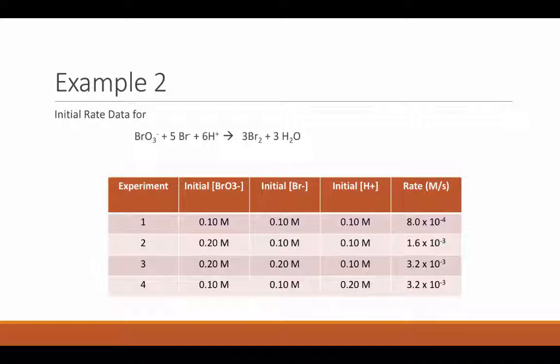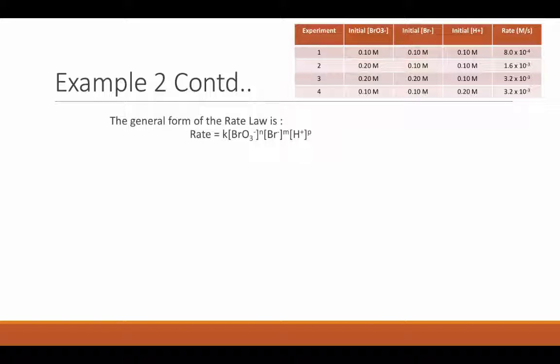Now let's look at a more complicated example. Since we have 3 reactants, it's necessary to run several trials in order to isolate the effect of each individual reactant on the rate. Again, let's start by writing the general form of the rate law. In this case, 3 reactants will be included in our rate law.